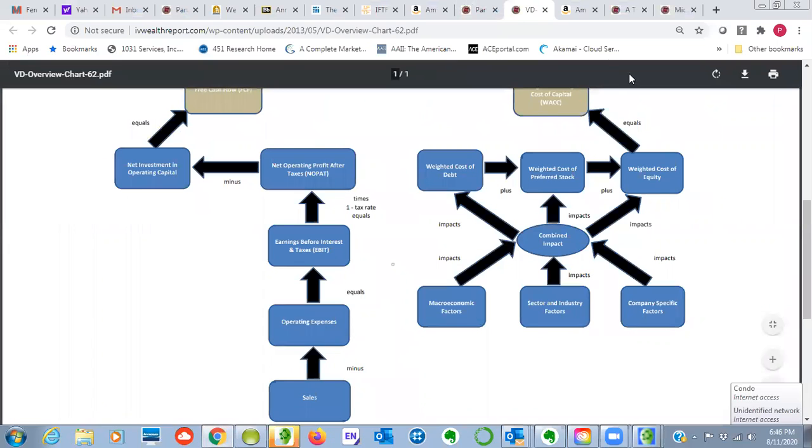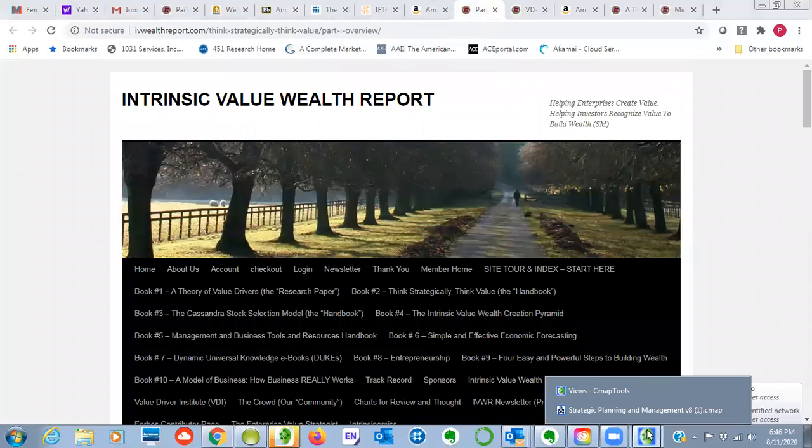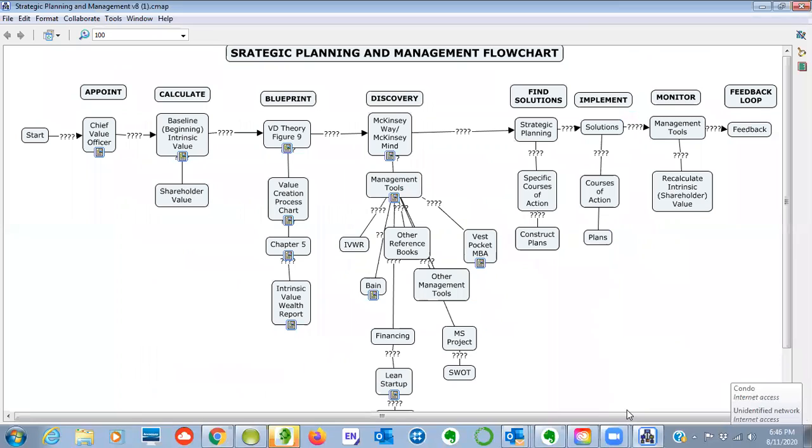So this website looks like this. That's the intrinsic value wealth report. I'm going to close that. Okay, so we appoint someone, the chief value officer, to drive the process. We calculate that baseline intrinsic value, and then we look at some blueprints, because we're using those blueprints as we go through the rest of the strategic planning and management process, keeping in mind the most important objective: our job is to create shareholder value.